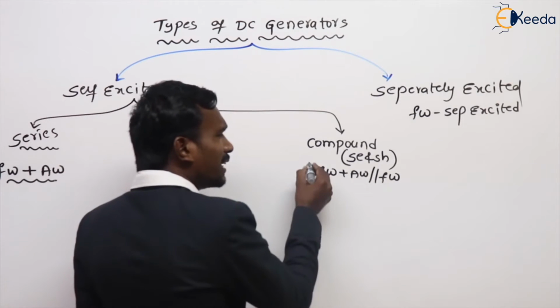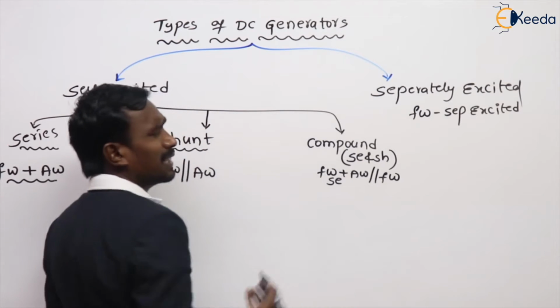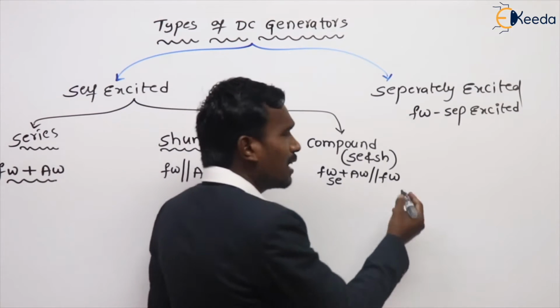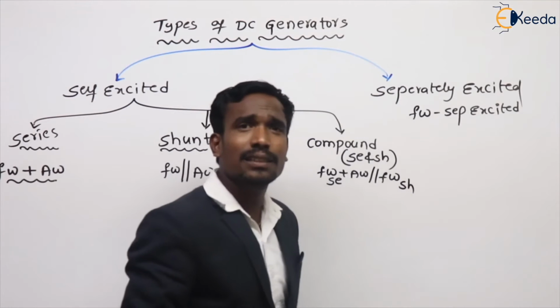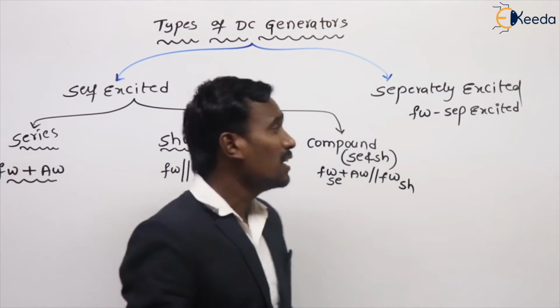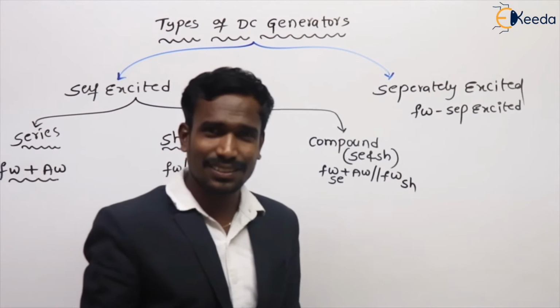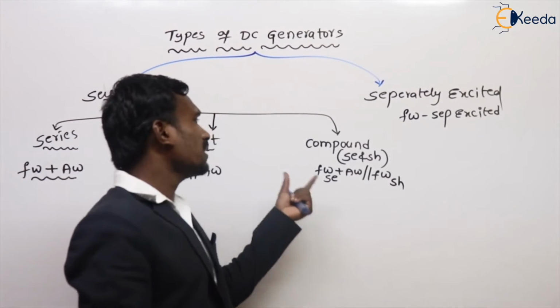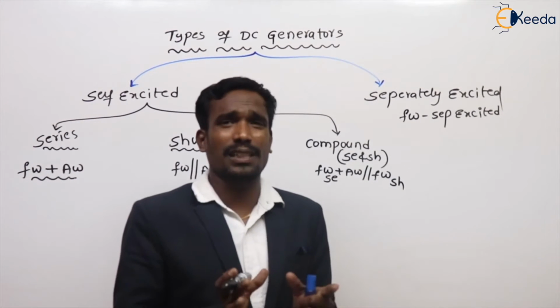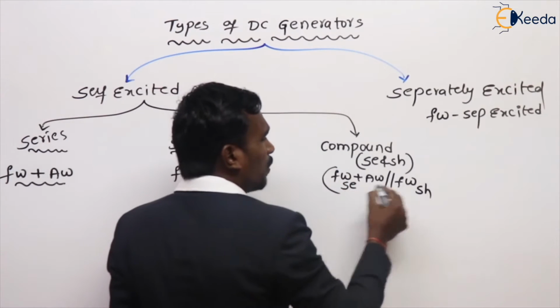Sir, what is series? The series field winding is in series with the armature. The shunt field winding is parallel to the armature. Are you okay? So generally, these are the different types of DC generators. Okay, let's see what is compound here actually. Yes, so this is a compound generator.